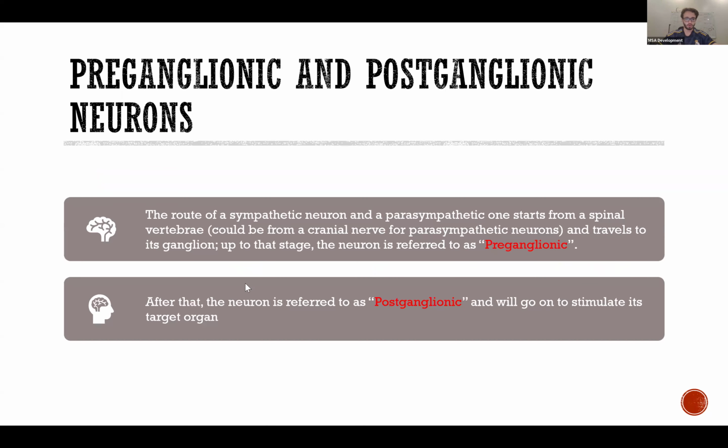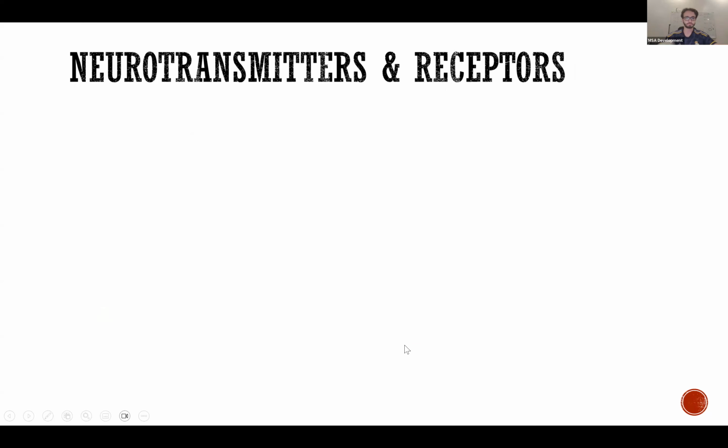So the route of a sympathetic neuron and a parasympathetic one start from the spinal vertebrae, as we said. And of course, in some cases, the parasympathetic neuron will come from the cranial nerve. We will talk about that in depth later on. It travels then to the ganglion. Up to that stage, as we said, it's called preganglionic. After it passes through the ganglion, we will refer to it as postganglionic. That's when it will go to the target organ.